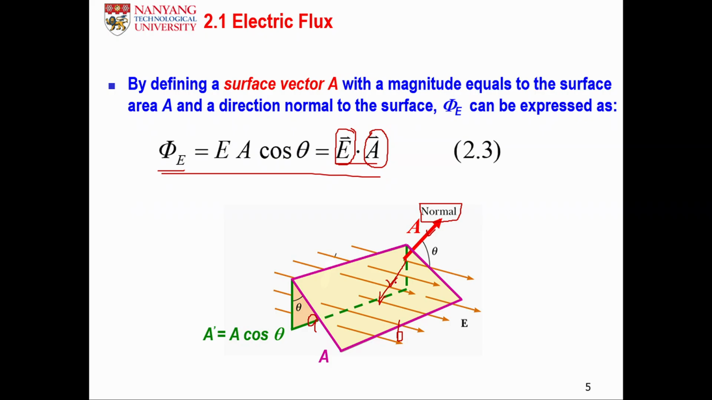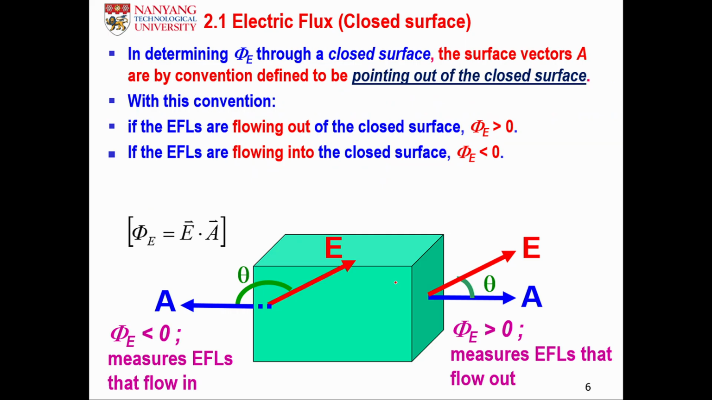Both are correct. But for us, most of the time, the surface we need to deal with is a closed surface. A closed surface is like a cube or a sphere. This is the so-called closed surface. And when it comes to a closed surface, of course, this general formula is still valid. The electric field E, magnitude and direction, is still the same. And for the vector A, the magnitude is still the geometric surface area.